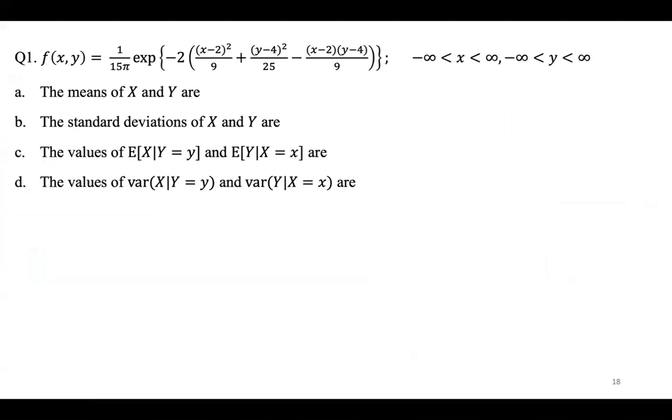So how do you think we proceed with it? You have a distribution, it looks something like this. The first question is, what are the means of random variables x and y? Would you like to tell me how we proceed with such questions?